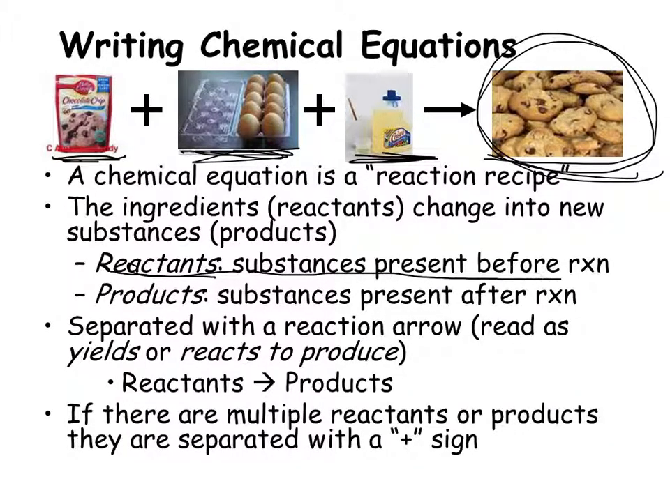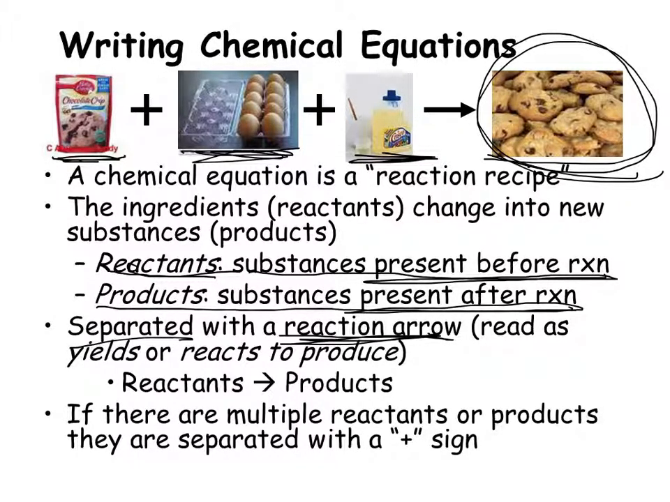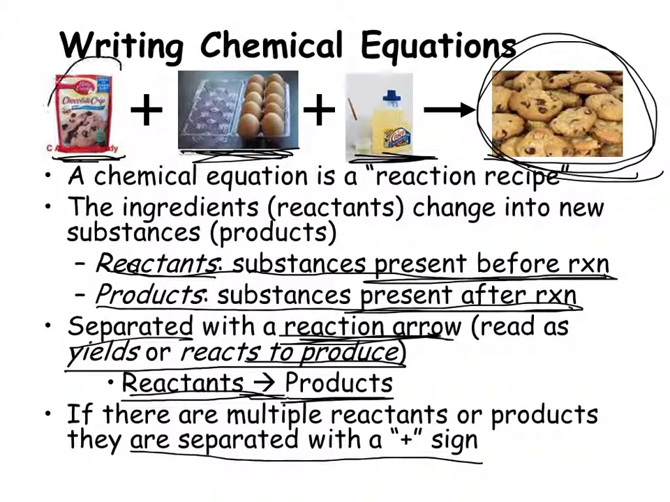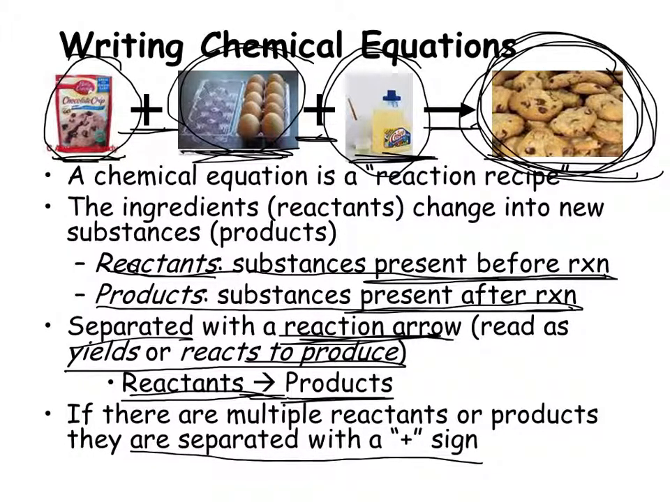In the case of a chemical equation, the reactants are the substances that are present before the reaction is done. And the products are substances present after the reaction is done. We separate the products from the reactants with a reaction arrow, and we read this as yields or reacts to produce. So reactants, yields, products. If there are multiple reactants or multiple products, they are separated with a plus sign. So up here we have reactant A plus reactant B plus reactant C yields product D. And that's basically the simplicity of it.